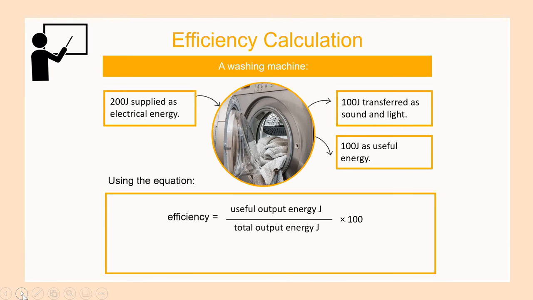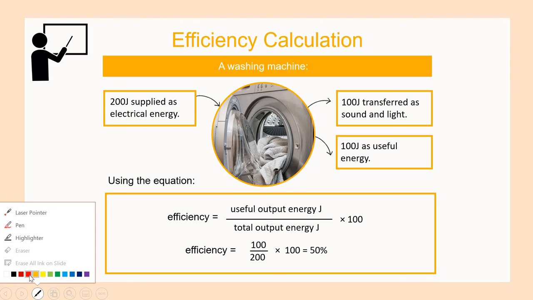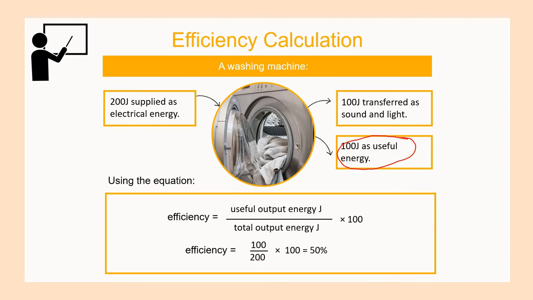I'm going to take this equation that you wrote down on the last slide to work out its efficiency percentage. So I've done the useful output energy, which was my 100 as useful energy, divided by the 200 joules of energy that we supplied the washing machine, and then I will times it by 100 to get a percentage. So my washing machine is 50% efficient.